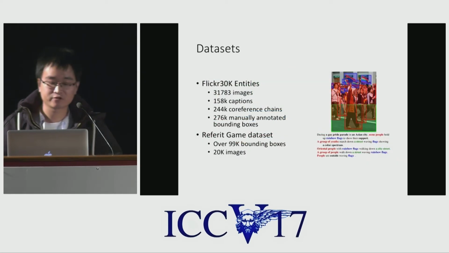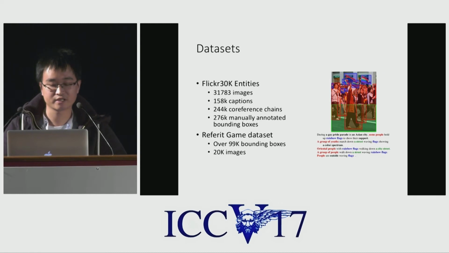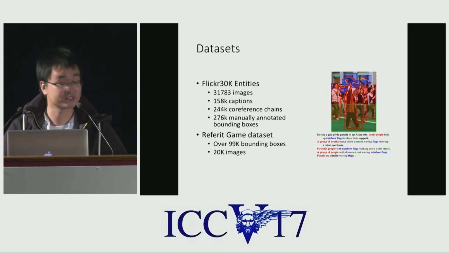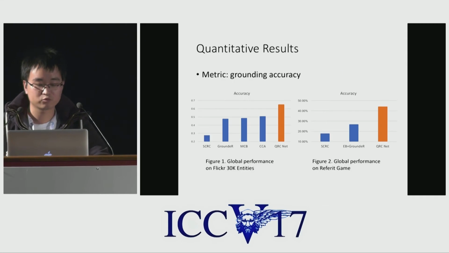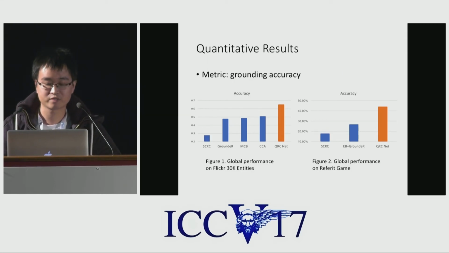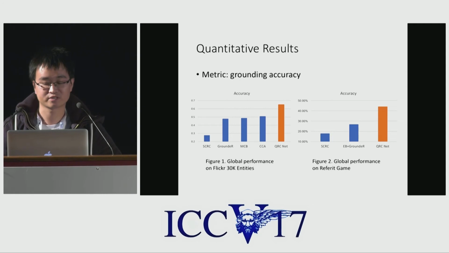And we evaluate the QRC Net on 2 popular grounding datasets. First is Flickr 30K Entities, and the second one is the ReferIt Game dataset. Both of them contain more than 20,000 images, and each image is associated with several queries. And we find that on Flickr 30K Entities, QRC Net achieves more than 15% increase in accuracy, and on the ReferIt Game dataset, we achieve more than 17% increase in accuracy.